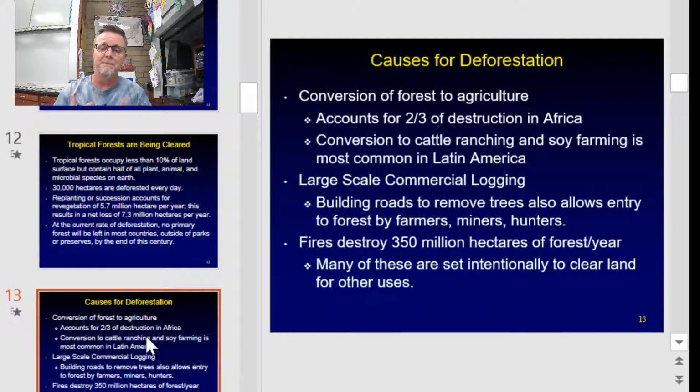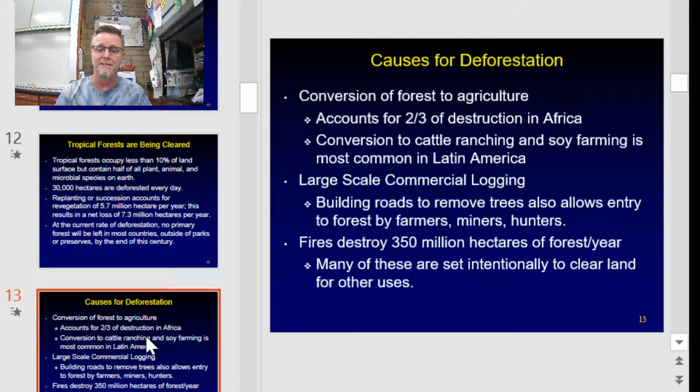Once that area has been wiped out, even if people leave and go away, the inevitable barren landscape will follow. Conversion to cattle ranching and soy farming are the most common, things that we see in Latin America. Large-scale commercial logging is really at fault for all of this deforestation. They build roads to remove trees. This also allows entry to the forest by farmers, miners, and hunters.